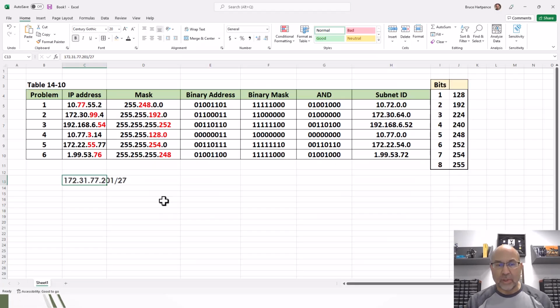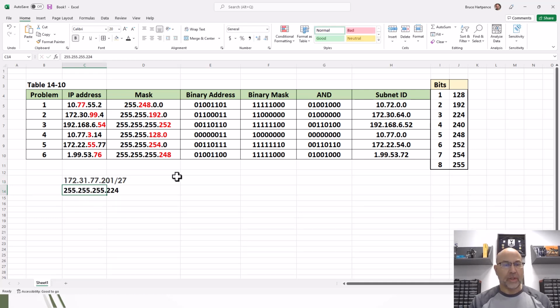So if we take 172.31.77.201, and we take a look at what the mask is, right? So that would be our mask. Now we take a look at where all the action is happening. It's happening in that last octet. Well, what does that last octet look like?